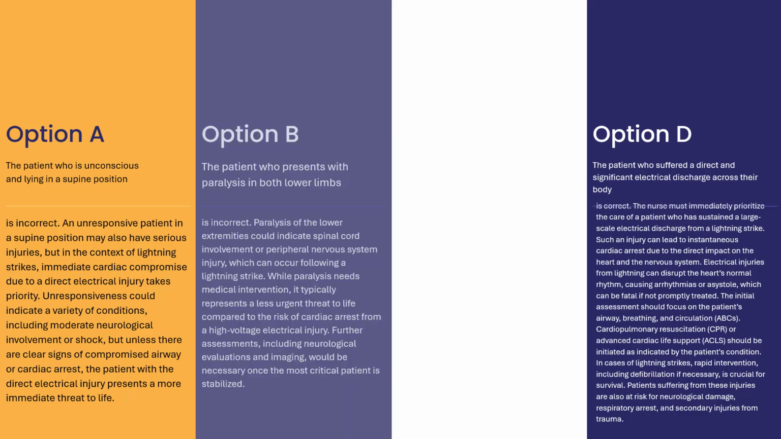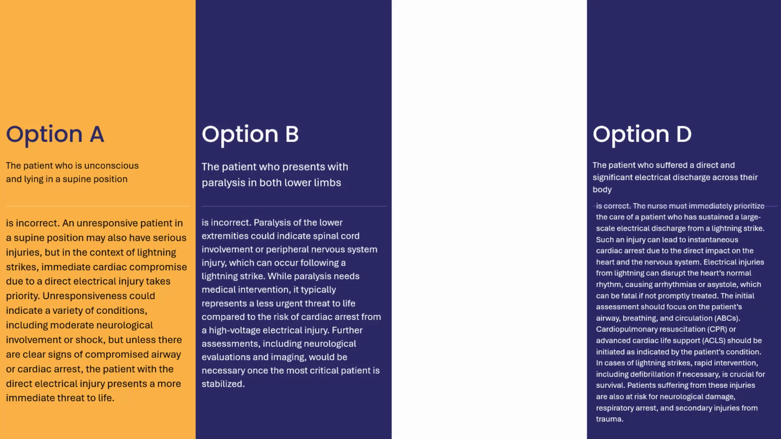B is incorrect. Paralysis of the lower extremities could indicate damage to the spinal cord or injury to the nerves outside the brain and spinal cord, which can occur following a lightning strike. While paralysis needs medical intervention, it typically represents a less urgent threat to life compared to the risk of cardiac arrest from a high-voltage electrical injury. Further assessments, including nervous system evaluations and imaging, would be necessary once the most critical patient is stabilized.